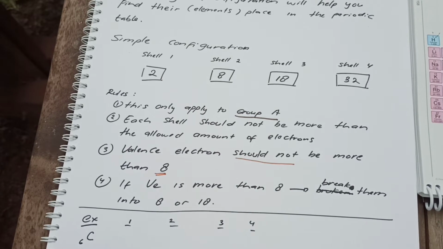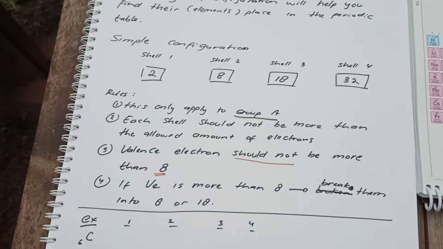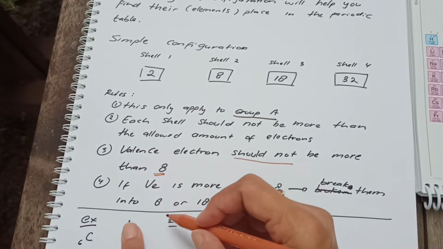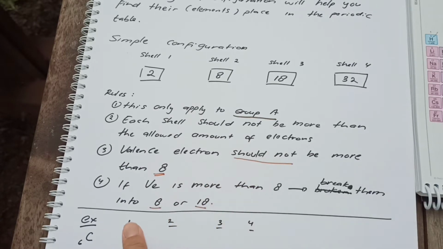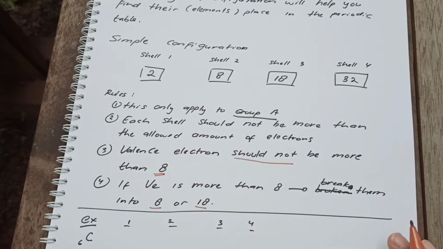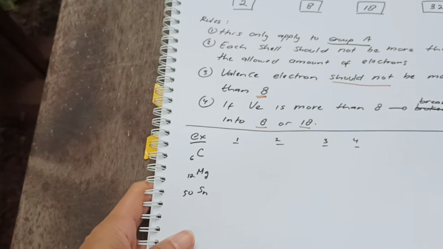So what happens if you have outer electrons more than 8? Then you need to break them down into 8 and 18. So here are the examples. I prepared 3 examples.